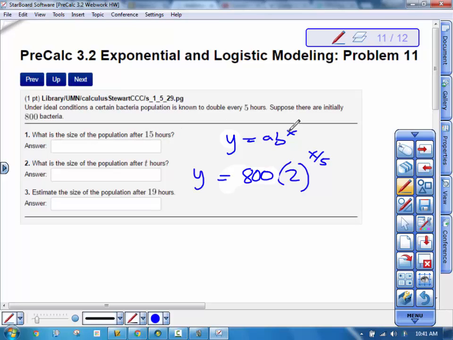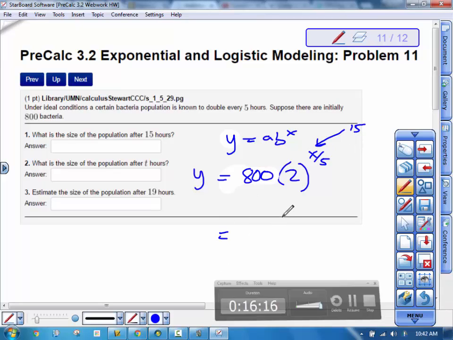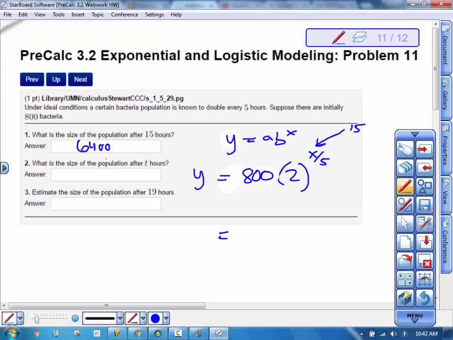What's the size of the population after 15 hours? We plug in 15 for x right there, which gives us 6,400. After t hours, we just plug in the equation, 800 times 2 to the t over 5. Make sure this goes in parentheses right here. And then estimate the size of the population after 19 hours. We plug in 19 right here. And that gives us about 11,143.05. And that should be good. I'm not sure how many decimal places they want, but it should be close. You might have to add a couple more.